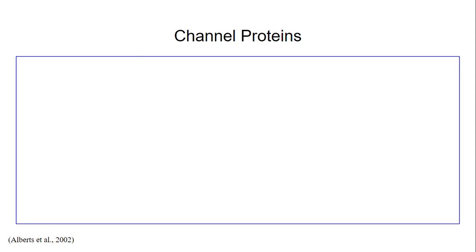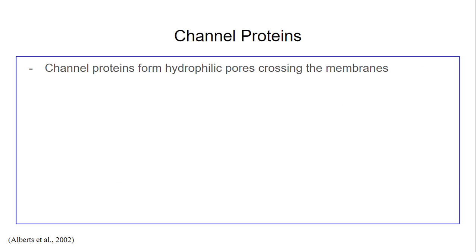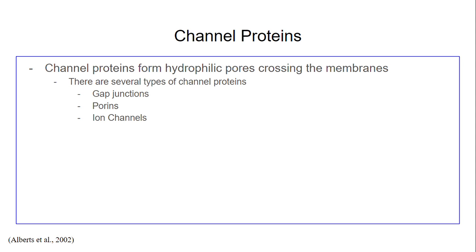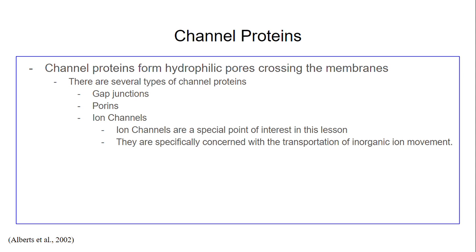Channel proteins. Channel proteins form hydrophilic pores that traverse the membrane, leading from one side of the membrane to the other. There are several different types of channel proteins, such as gap junctions, porins, and ion channels. Of these 3, we will spend the most time today talking about ion channels. That's the main focus of this presentation. Ion channels are specifically concerned with the transportation of inorganic ion movement, meaning the movement of ions into the cell from the extracellular matrix.